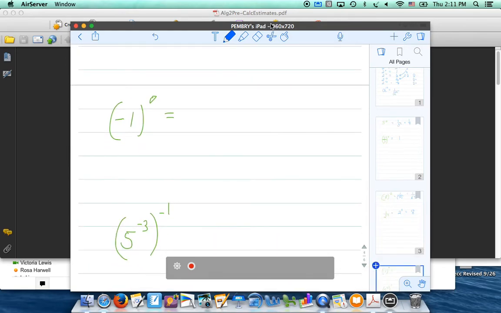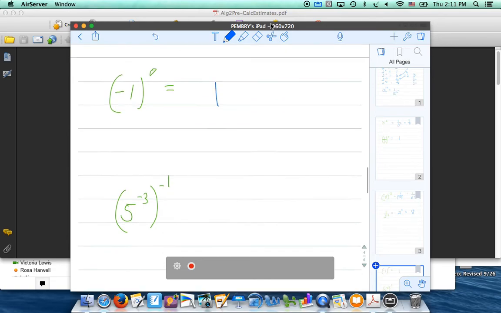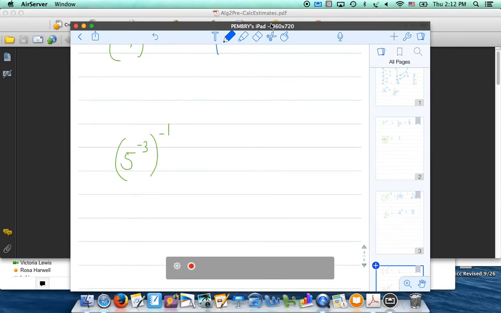Here's some more. Negative 1 to the 0 power, 1. 5 to the negative 3 power raised to the negative 1. Don't forget the rules you've learned. A power to the power means to multiply them. Negative 3 times negative 1 is positive 3. So this is really just 5 cubed.